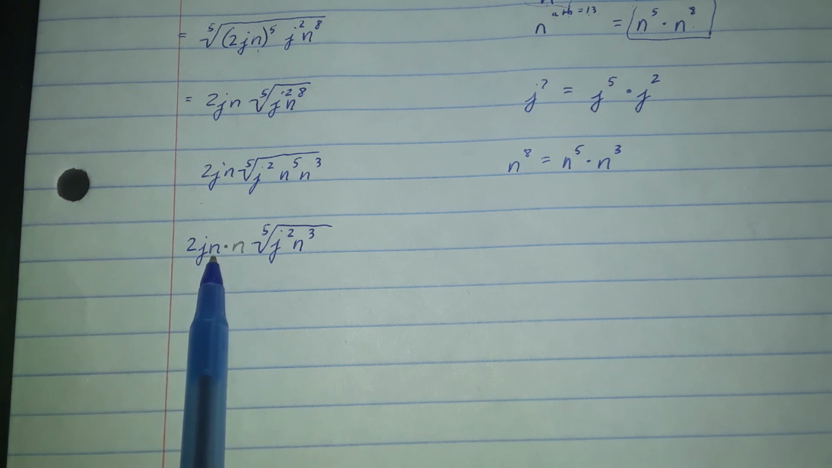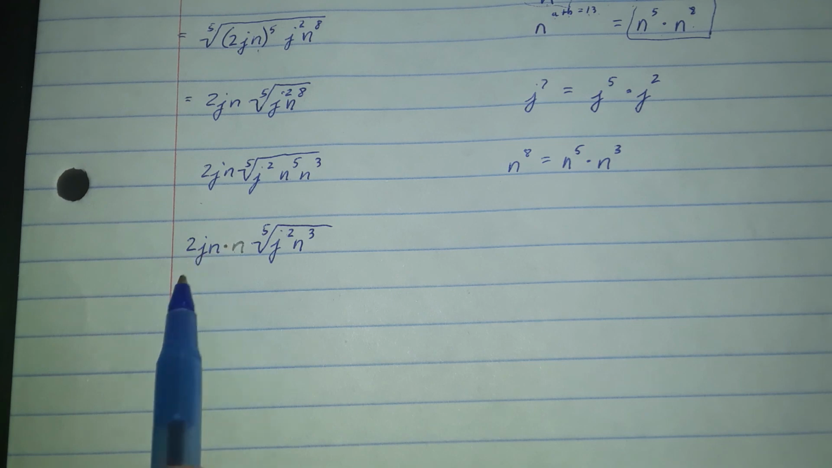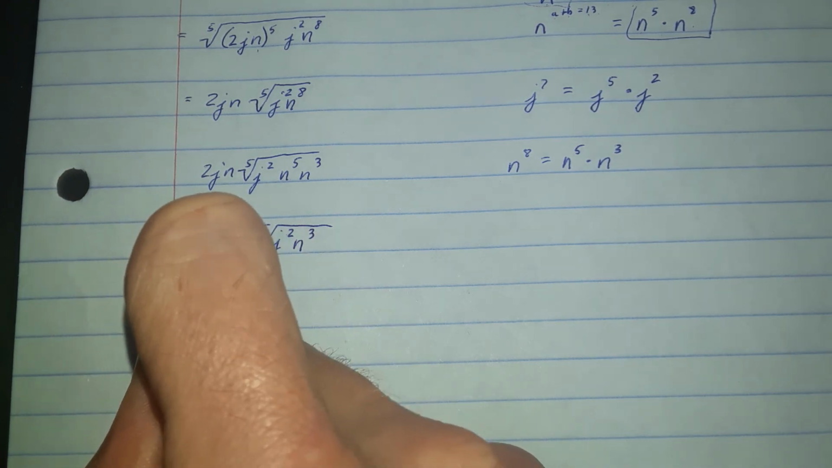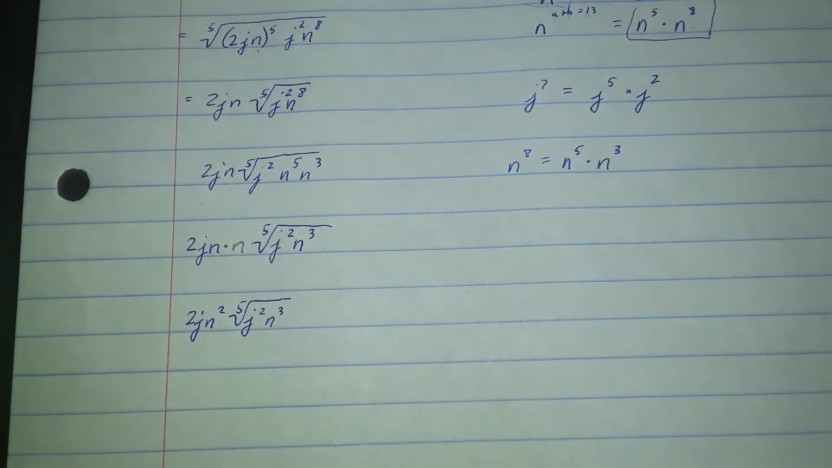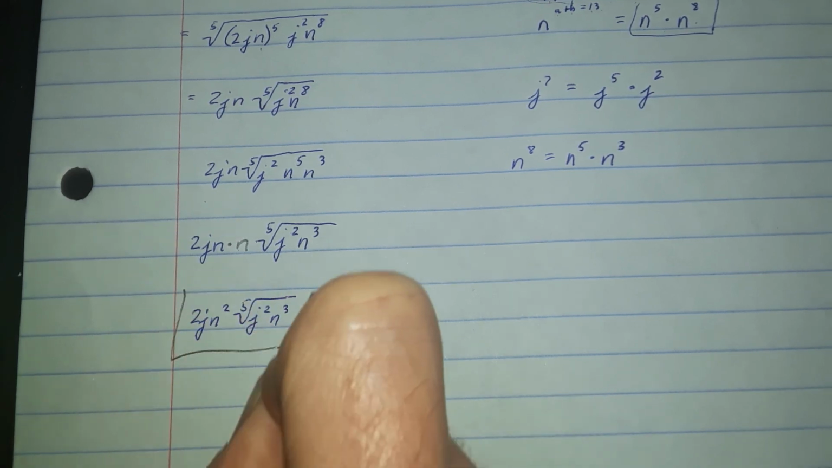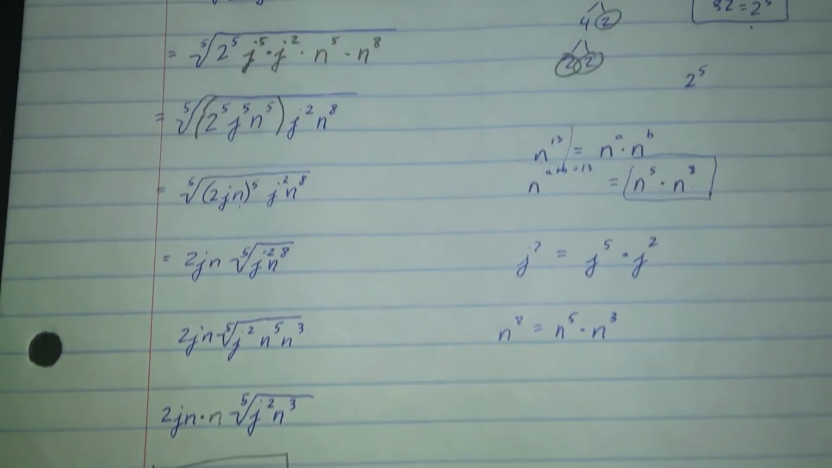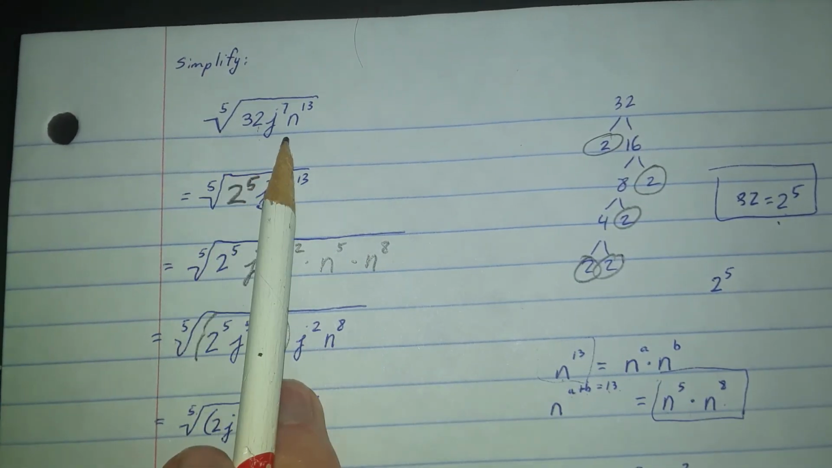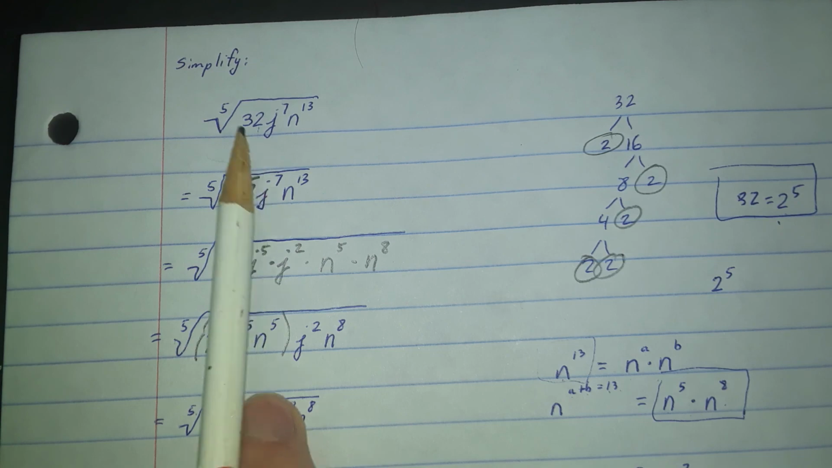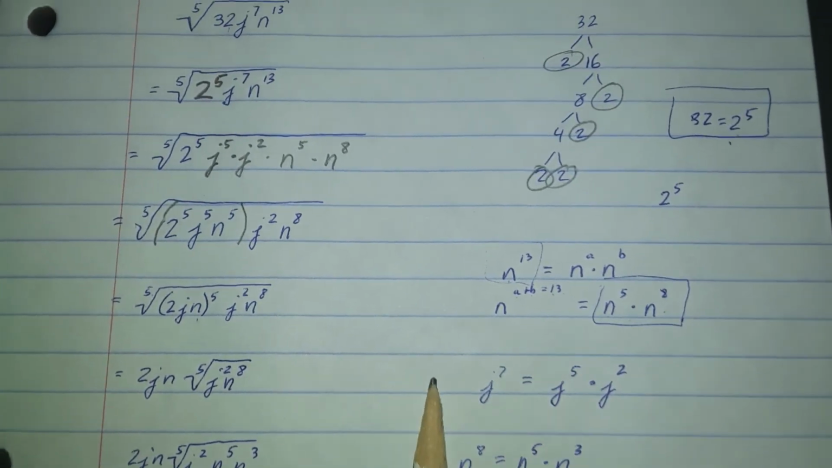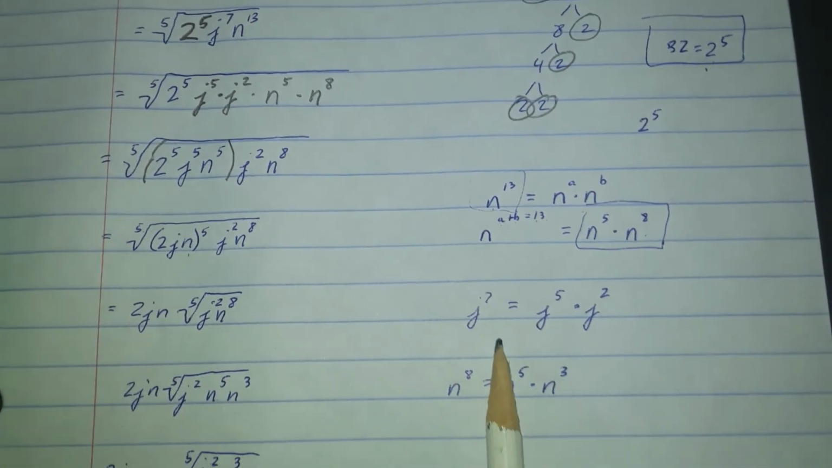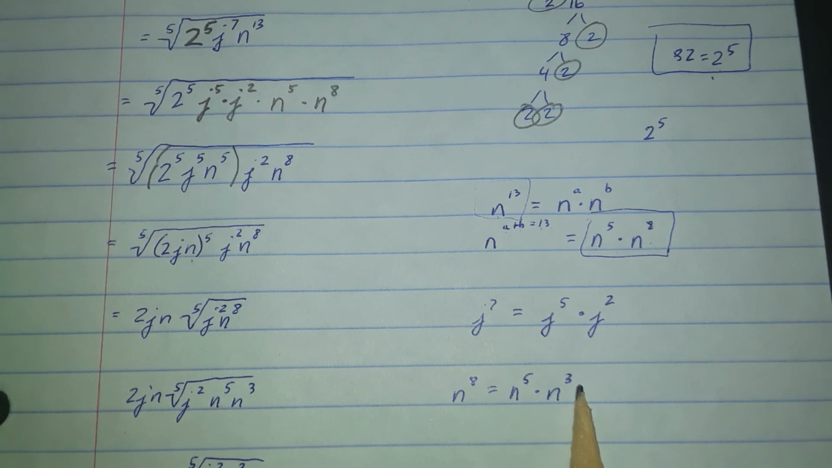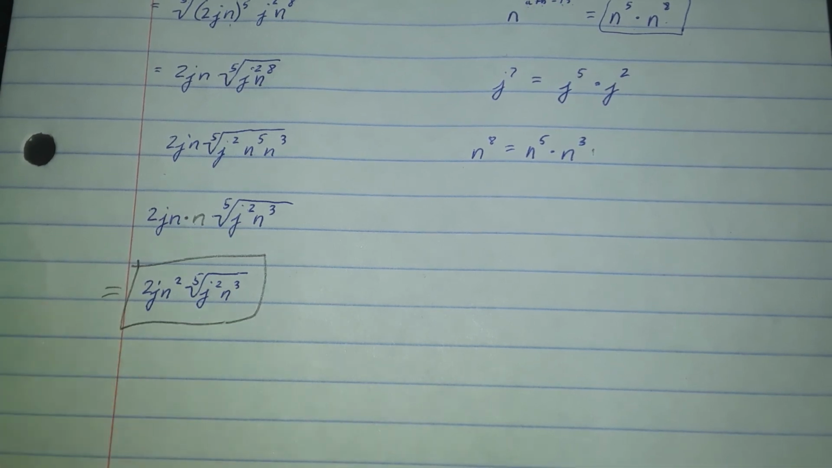I'm going to take this n times n and rewrite this with an exponent. So I'm going to have 2jn squared times the 5th root of j squared n cubed. And this is my final answer. This is a simplification of the problem that we started with up here. So we've done all this simplification just doing some side calculations by hand using our middle school technique of factor tree, and then doing some applications of the exponent properties here. So this is equal to what we started with.